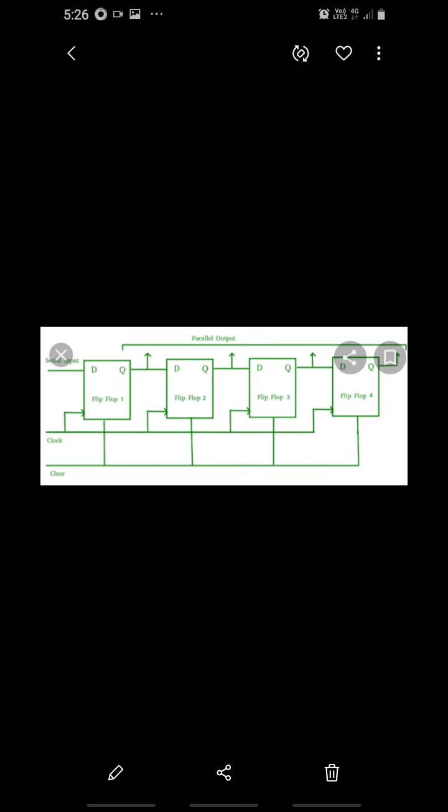The Q0 output of the first flip-flop is connected to the D1 input of the second flip-flop. The Q1 output of the second flip-flop is connected to the D2 input of the third flip-flop, and the Q2 output of the third flip-flop is connected to the D3 input of the fourth flip-flop. The data is outputted from the Q3 terminal of the last flip-flop.